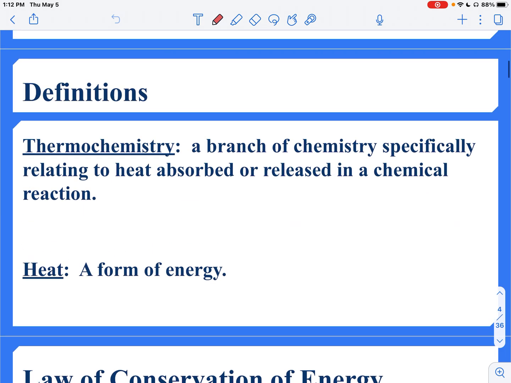So this is the start of Unit 8, which is going to be a continuation of talking about energy that we did in our last unit. This is a unit about thermochemistry. So this is specifically related to heat absorbed or released in a chemical reaction. And heat is a form of energy, so that's why we talk more about energy.